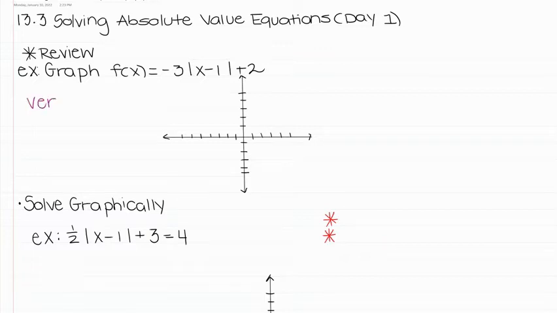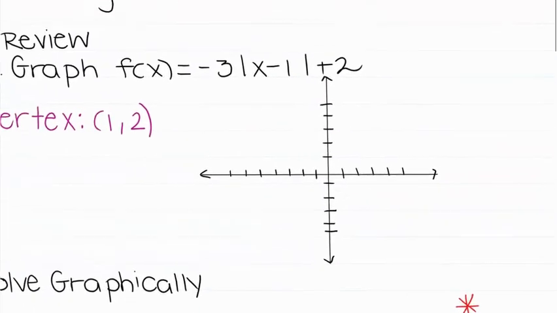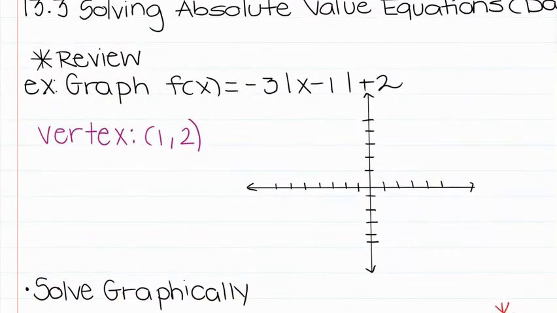So just like we practiced, in order to graph, the first thing that we want to do is find the vertex. So the vertex is based on your h and your k. In this case, we have x minus 1, so our h would be +1. And then we have the +2 on the outside. So remember, it's always the opposite of what's inside the absolute value and the same as what's on the outside. So we'll start with our vertex at 1, 2, which is right here.